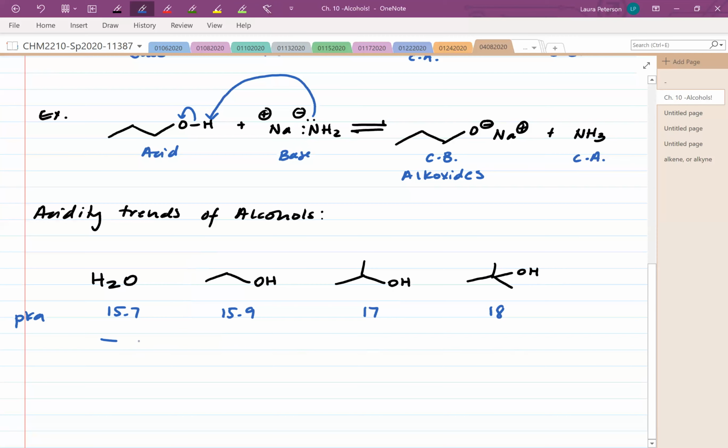Oops. Hey, that was the first time I did that today, so I think that's pretty good. Okay, so increasing acidity as we go from right to left.